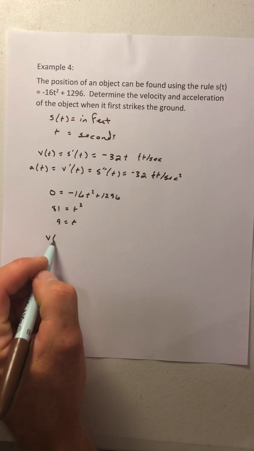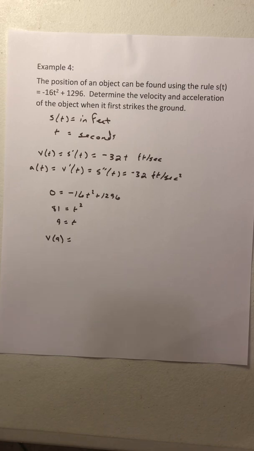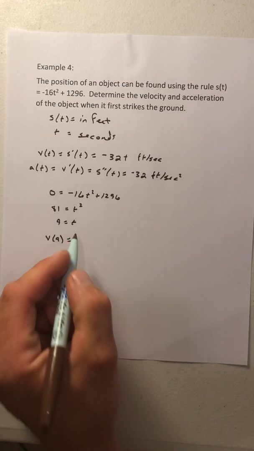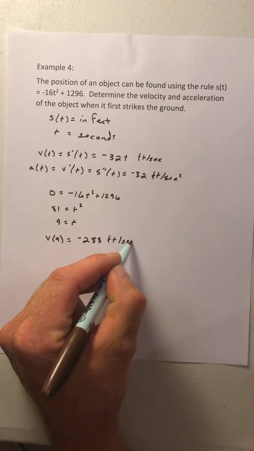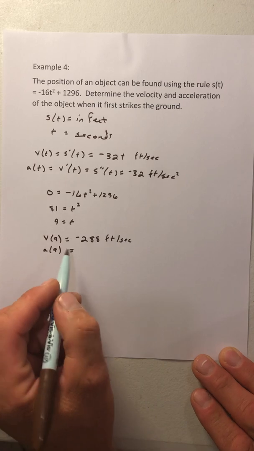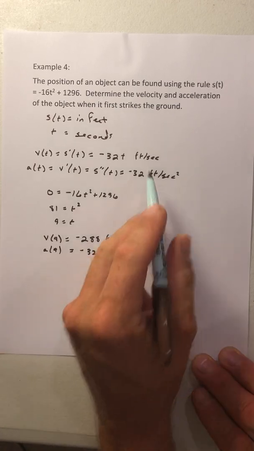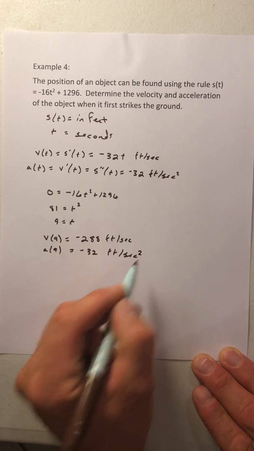So our velocity at 9 seconds is going to be negative 32 times 9, which gives us negative 288 feet per second. And our acceleration, a of 9, is going to give us negative 32, since there's no variable there, just negative 32 feet per second squared.